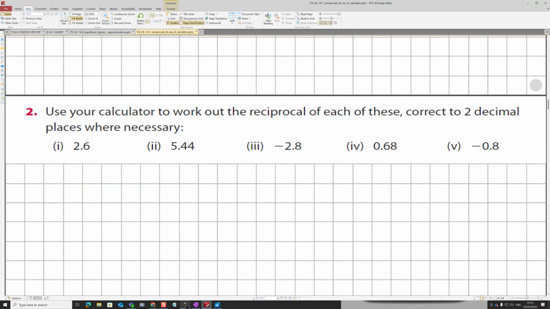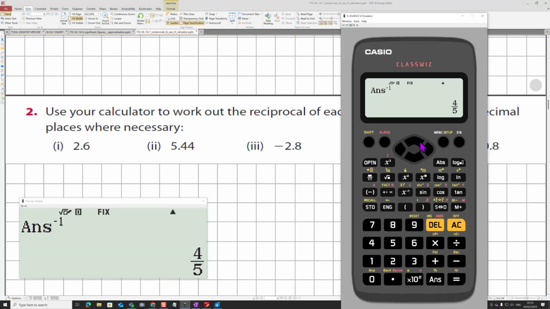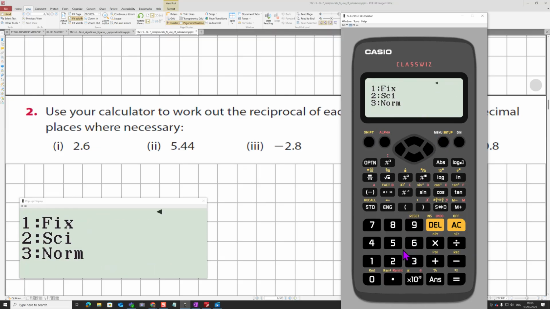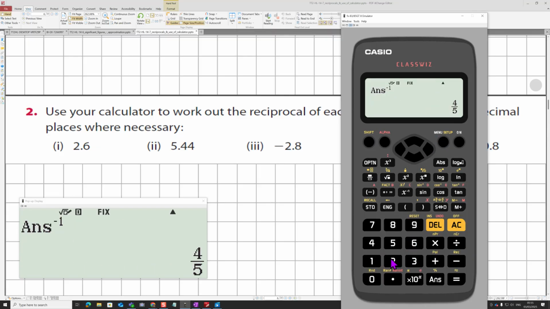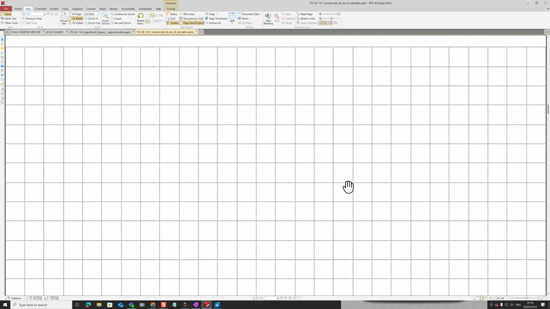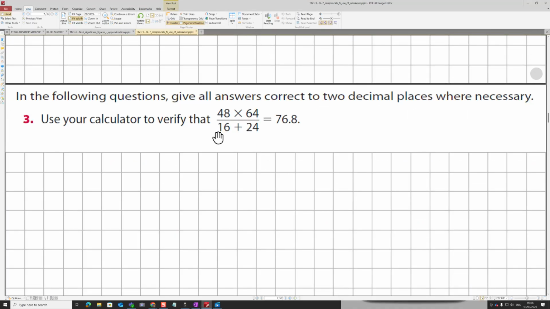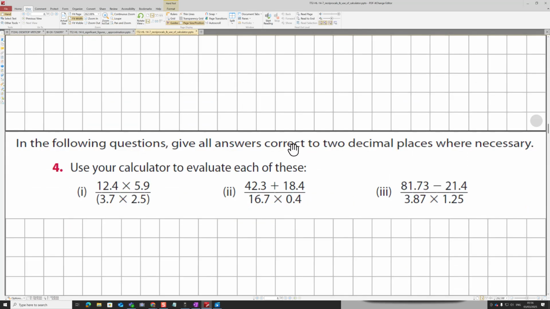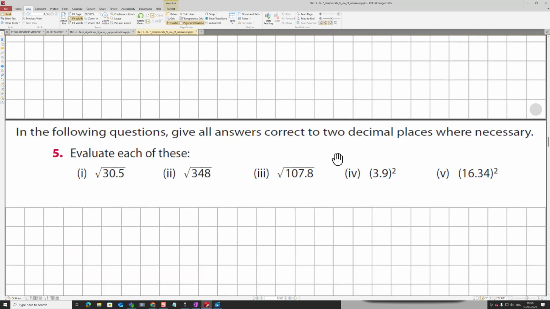Okay, so to go to correct to 2 decimal places for all of them, we might as well shift set up 3, 1, 2. Clear. 2.6 equals, reciprocate, equals 5/13. Clear. 5.44 equals, reciprocate, equals. Okay, you get the idea. Not a challenge really. We're not doing any of them. They're all simple.